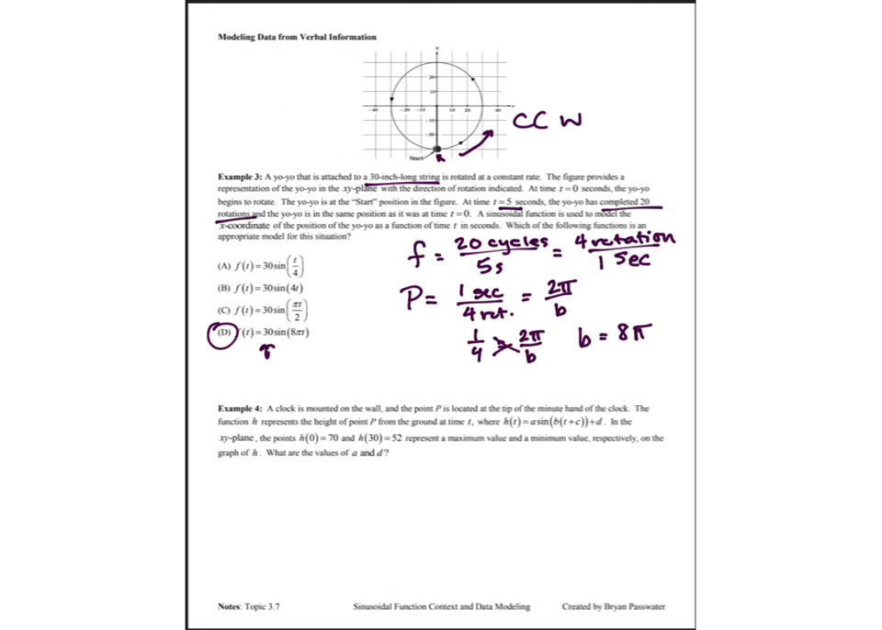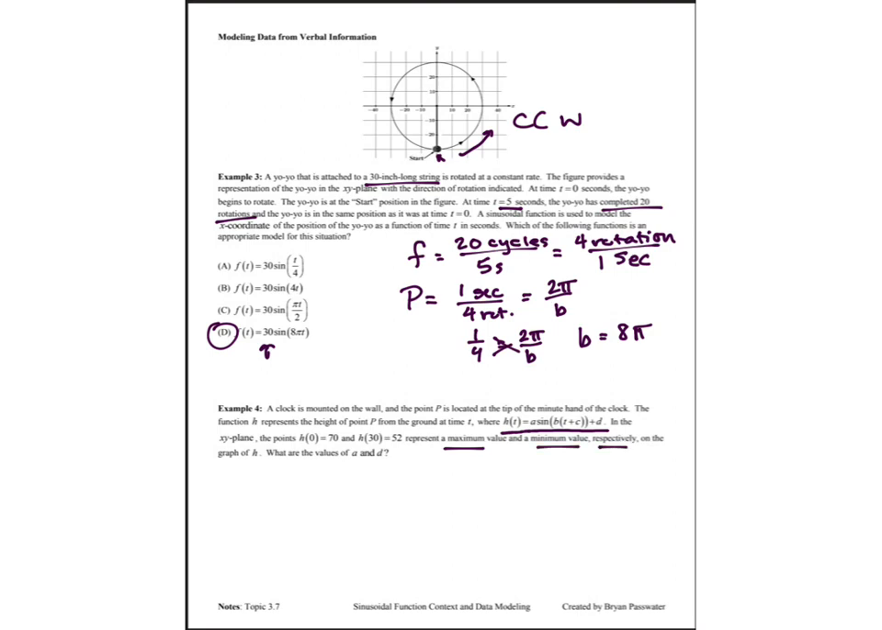Example 4 then. It says a clock is mounted on the wall and the point P is located at the tip of the minute hand of the clock. Function H represents height of point P from the ground at a time T, where H of T equals this. In the xy plane, the points H of 0 equals 70 and H of 30 equals 52 represent a maximum and a minimum value respectively.